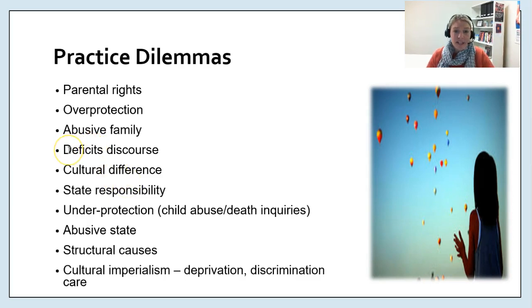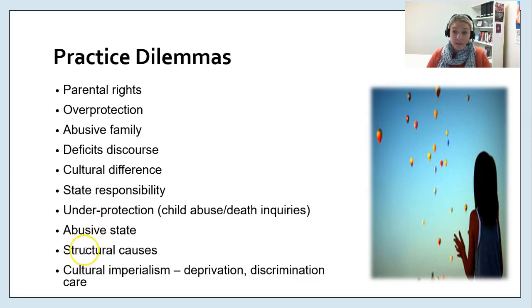Deficits discourse is another one that I'd like to talk about. Child protection, statutory wise, inherently has a discourse of deficit. A risk assessment is completed looking for family deficits and all of the things that they're not doing right for the child. From a social work and social welfare perspective, we work in a strengths-based way of working. So this deficits discourse may not sit well with our ideas of social justice and empowerment.